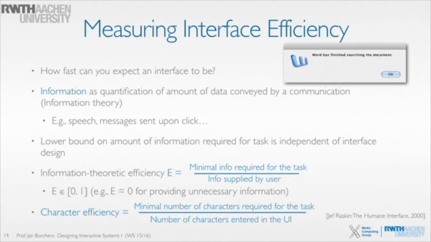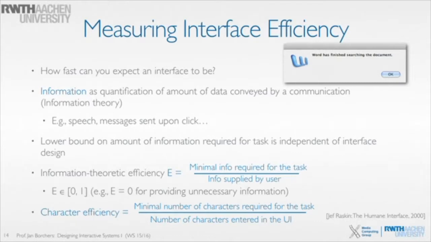That's why we define the information theoretic efficiency as the minimal information that the task requires divided by the information that the user needs to supply. Right? If all I need to do is give the system a point like delete this file, yes or no, then I'm just providing one bit of information. That's the minimal information that the task requires. And then I can measure how much information I'm actually giving the system, like how many things I need to do in order to make that decision.